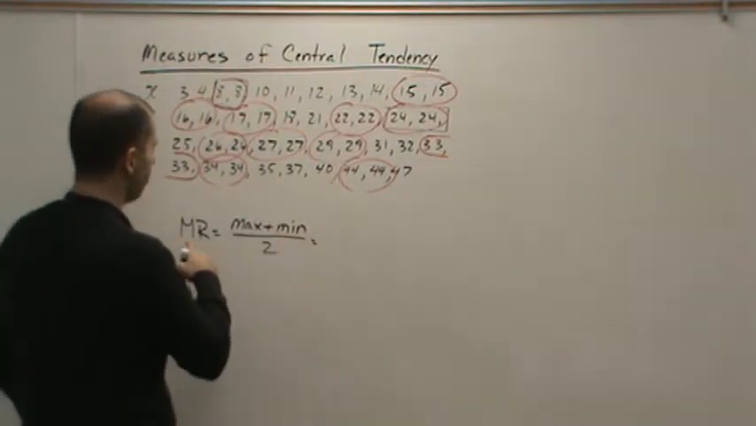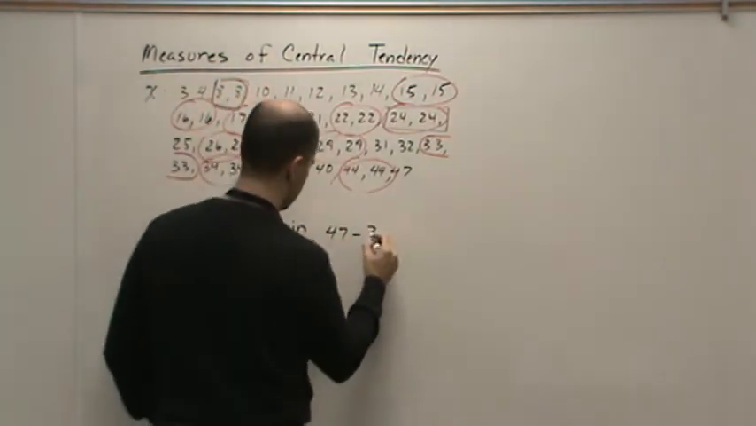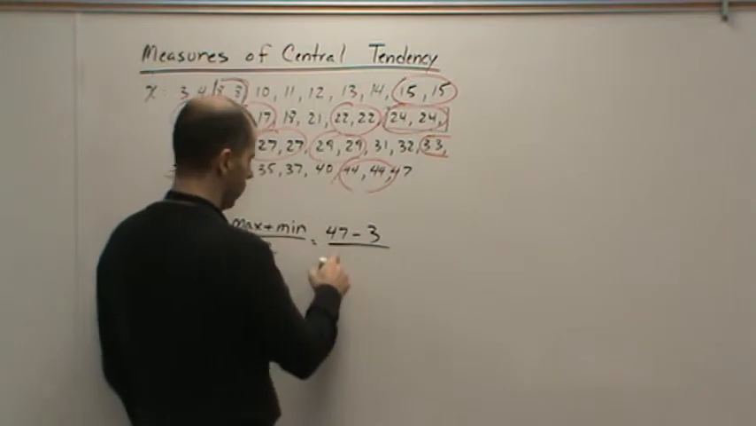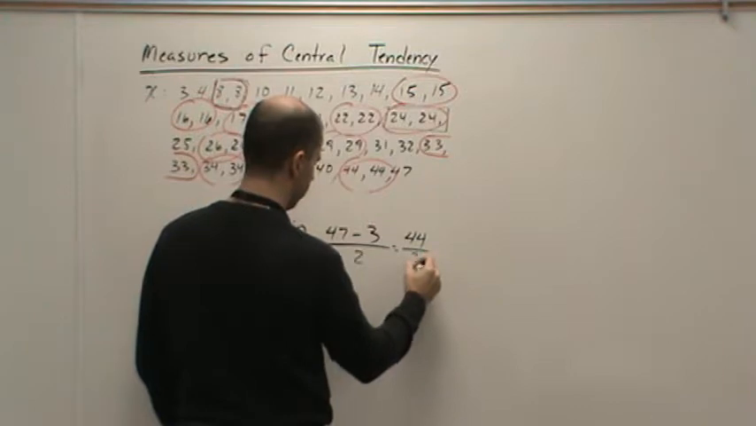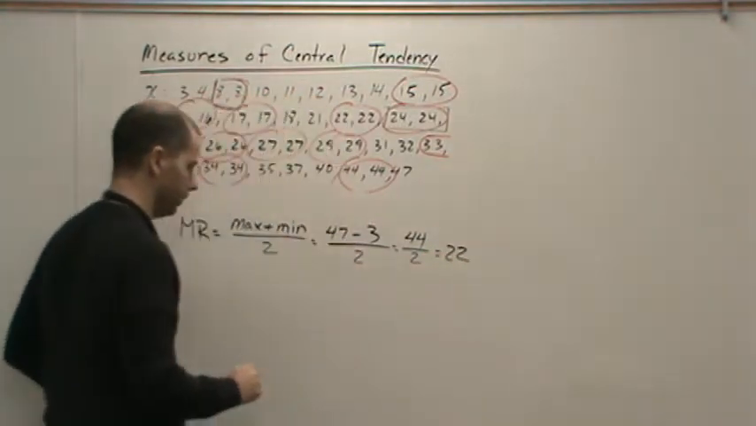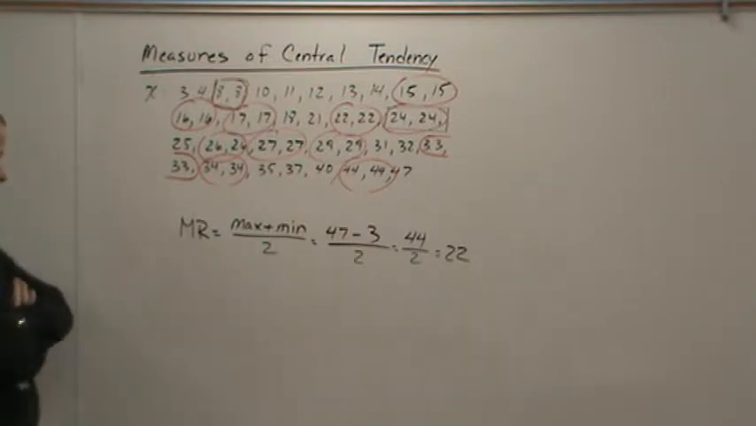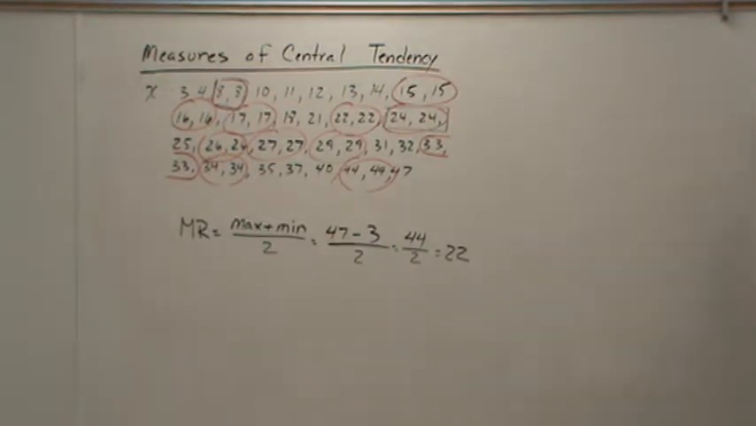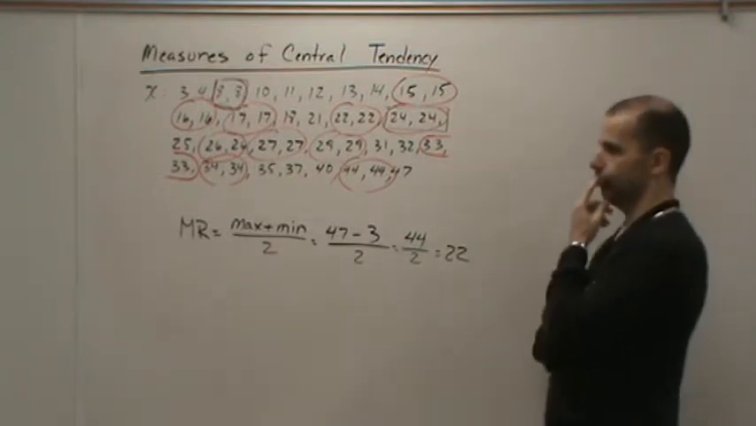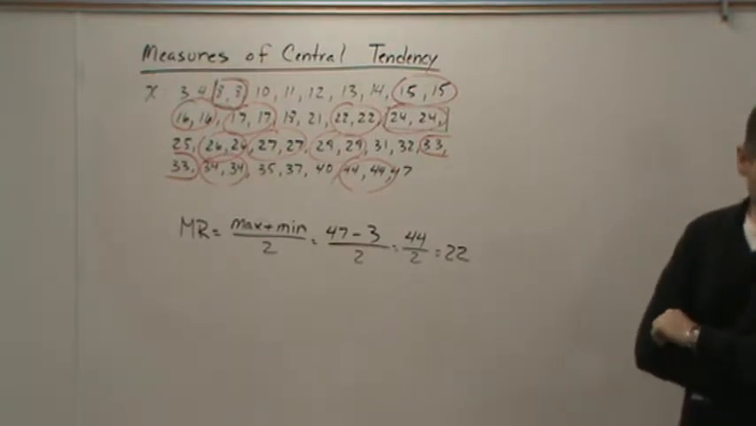Okay, so the maximum value is 47 plus the minimum value, which is 3. And so we divide by 2. So what's the sum? It's going to be 50 divided by 2, or 25. So that's the mid-range, okay? So now, I've just shown you how to calculate, or to find, the 4 different measurements for center, okay?